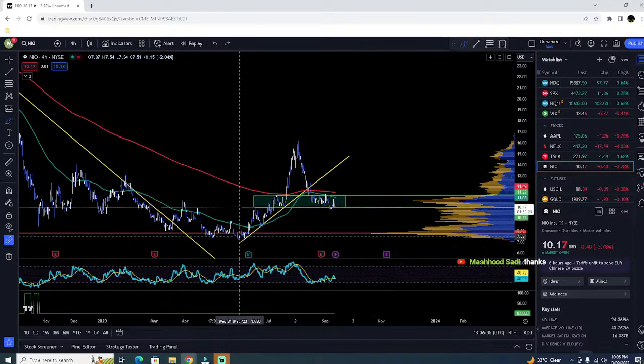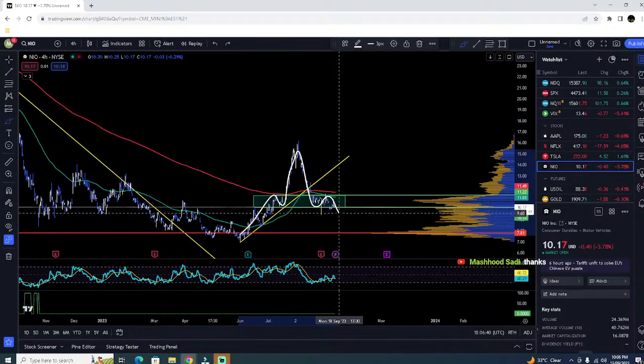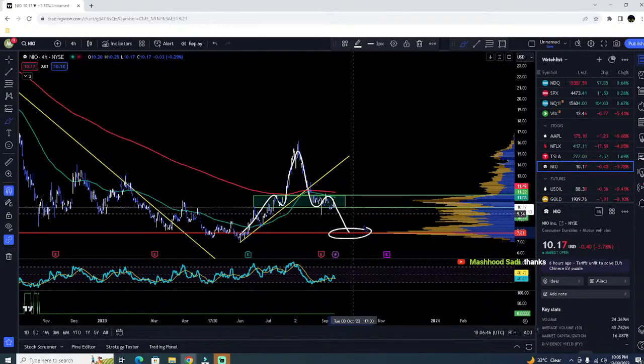But the problem is, look at what is happening. This is sort of a head and shoulders pattern that is forming, and this might lead back towards this area, $8, $7. This can happen. Have to be careful of this.